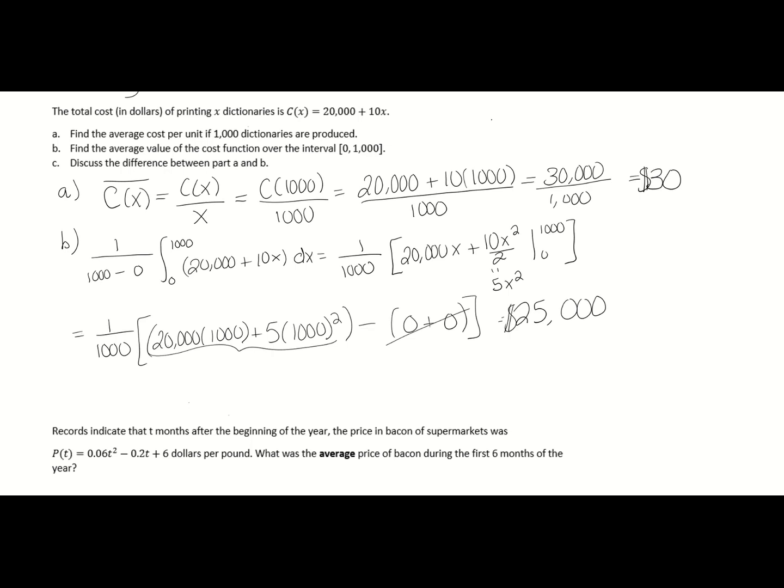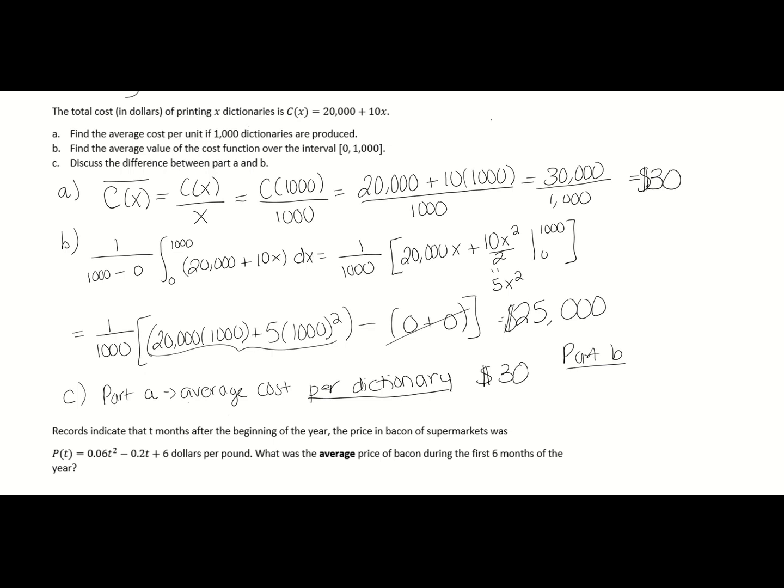Okay, so then part C asks, discuss the difference between part A and part B, right? Because they almost seem like the same, but they're actually not. So part A is the average cost per dictionary. So when you are making 1,000 dictionaries, it costs about $30 to make each dictionary. That's per dictionary.